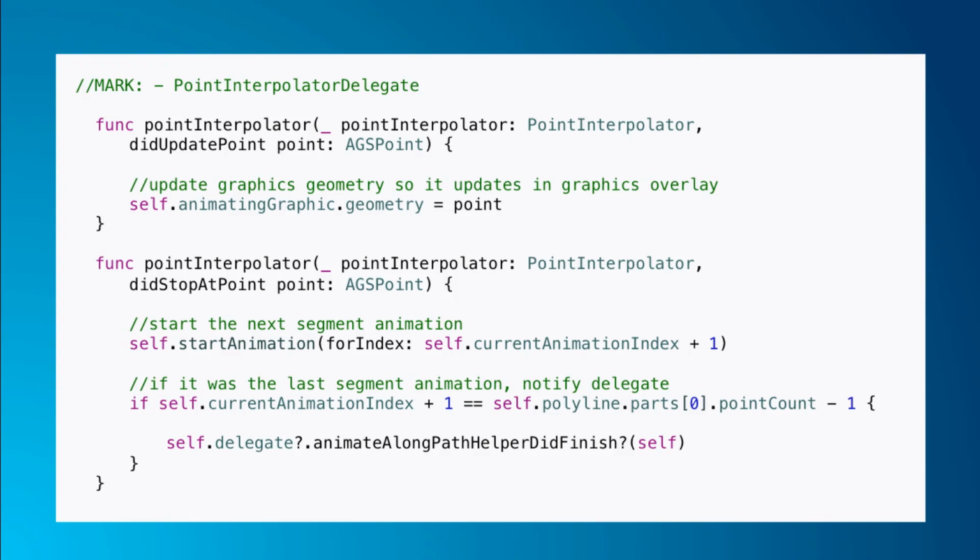Now let's take a look at the delegate method itself, what you'll have to do if you're using this class. So in the didUpdate method, as I told you, it's fired every time the interpolator generates a new point. So in this method, I'm just updating the geometry of the animating graphic to the newly generated point. In the didStop at point, since this is a collection of animations, if it was the first or second animation and it's finished, I can start with the next animation. And in case it was the last segment of the animation, I can let the delegate know that we have finished with the animation, and you can do whatever you want to do.